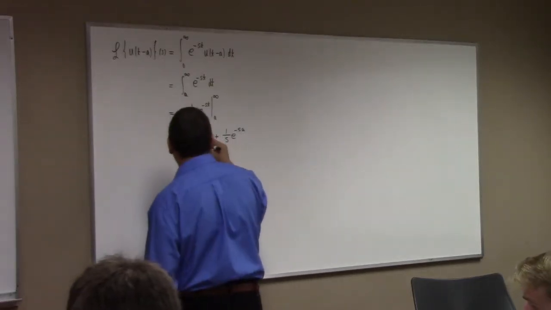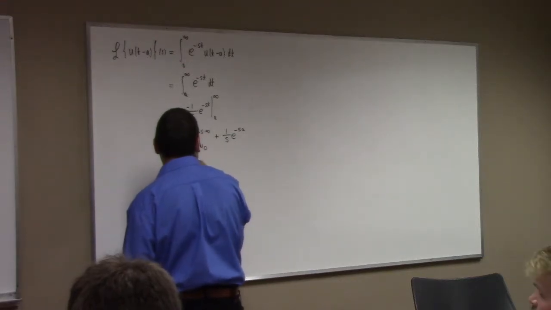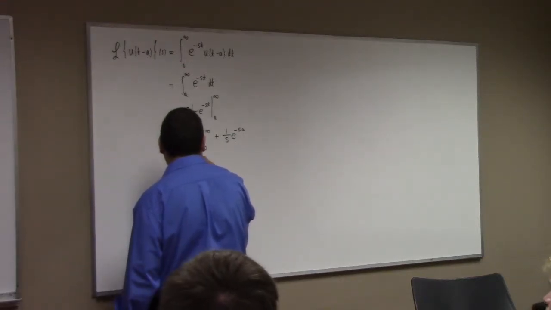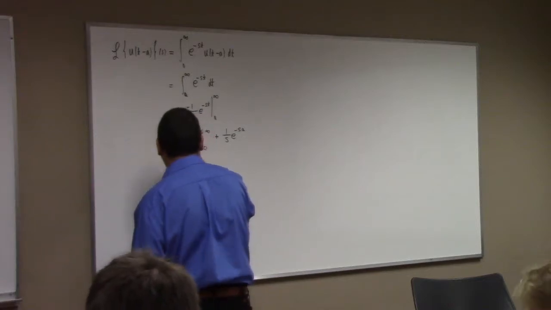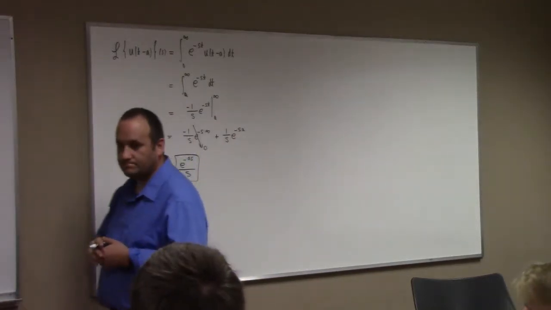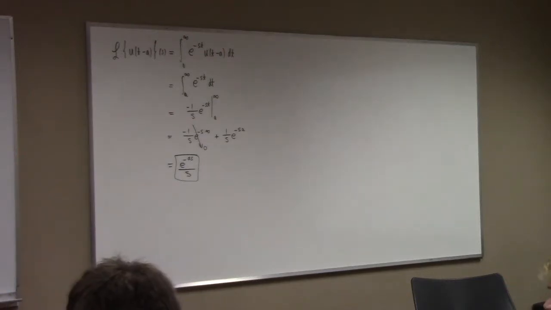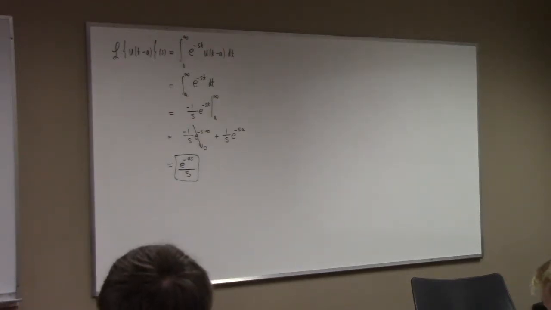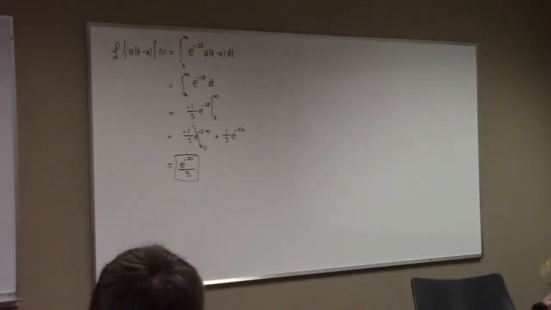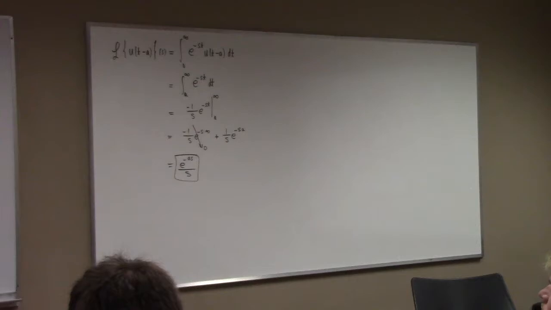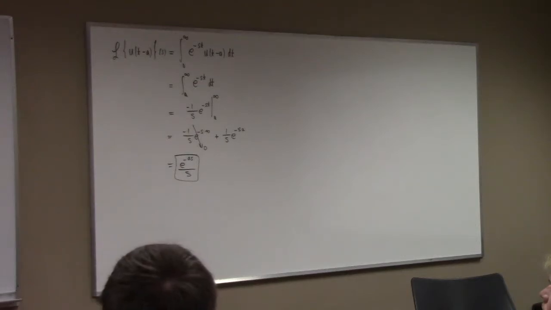So this piece dies to 0, and we're left with e to the minus as divided by s, which is on your sheet. I hand wrote that right under equation 8. You see that? The Laplace transform of the unit step function is 1 over s times e to the minus as.